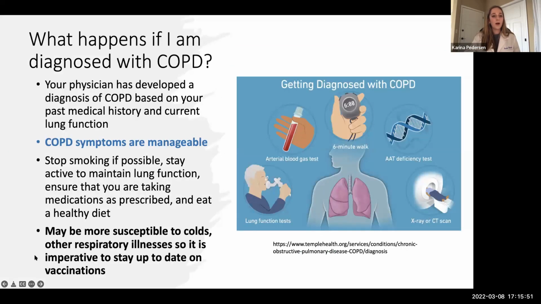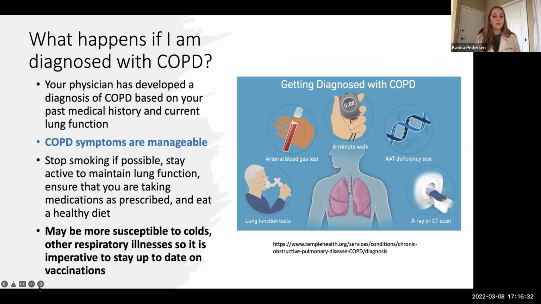So what happens if I am diagnosed with COPD? Before this all happens, your physician has developed a diagnosis of COPD based on your past medical history. So your history of your cough, history of mucus production, history of fatigue, wheezing. It doesn't have to include all of those, but those are the most common. And also your current lung function. Like I said, your physician will give you a series of what they call pulmonary function tests to help aid their diagnosis. And whether you have COPD versus asthma will be worked out before you're diagnosed with COPD.